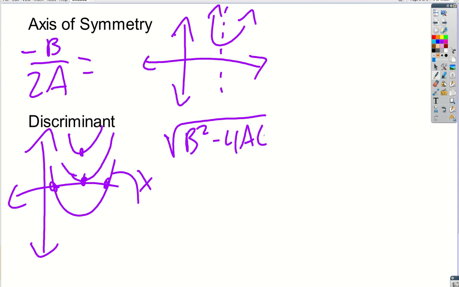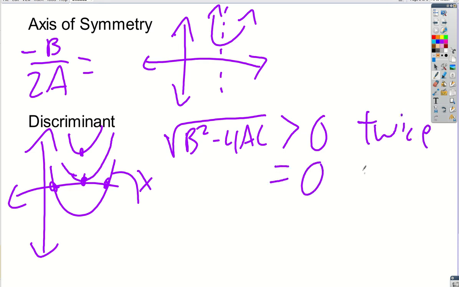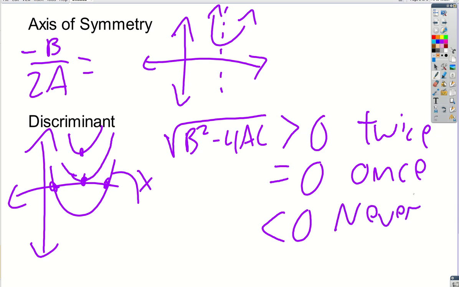And if this equation is greater than 0, we find an answer greater than 0. So 0.1, 1, a million, then it's going to cross twice. But if it is exactly 0, it's only going to cross once. And if this equation, after we solve it, is less than 0, a fraction of 0, negatives, stuff like that, okay? We're going to say never. It never crosses.